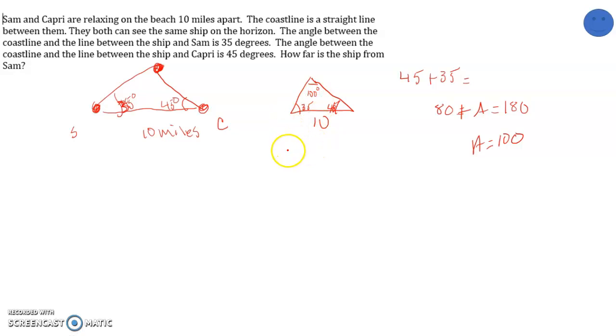Okay? So now, since I did that, I can use the law of sines. We're going to be looking for how far the ship is from Sam. So this is Sam right here. So we're going to be looking right here, this guy. So I'm going to say 10 over the sine of 100 equals x over the sine of 45. All right, let's solve for x. So I need to multiply both sides by the sine of 45. Remember what we did a minute ago. The 10 has to come out first.